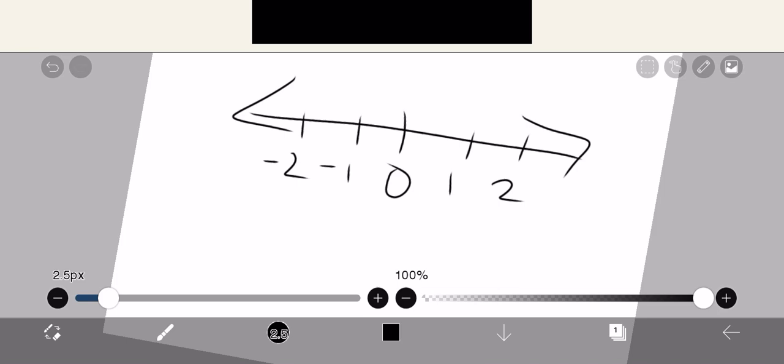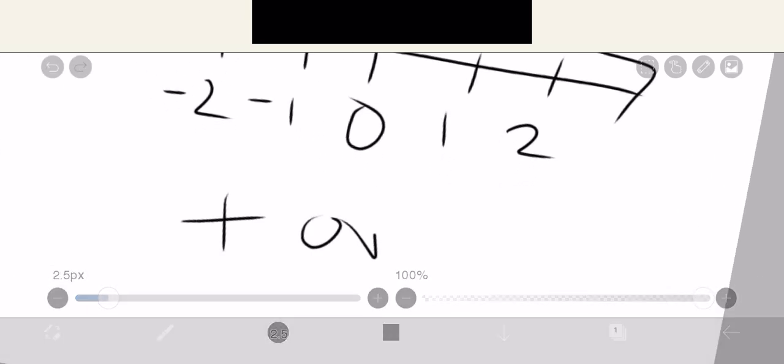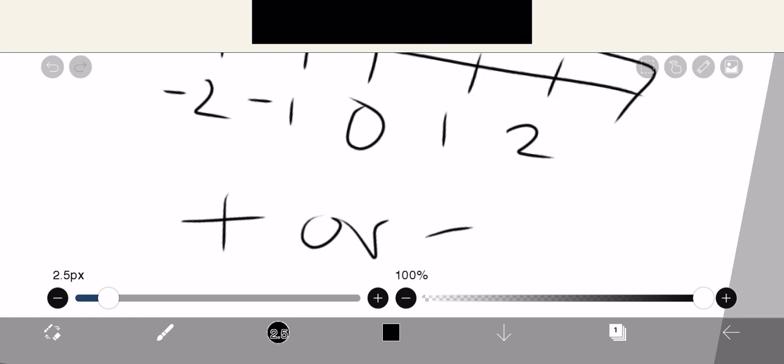The numbers on the right are positive, and the numbers on the left are negative. The numbers on the left are less than 0, and the numbers on the right are greater than 0. To identify an integer from an expression or an equation, you must know that if there is a positive or negative sign, that is the sign of the number.